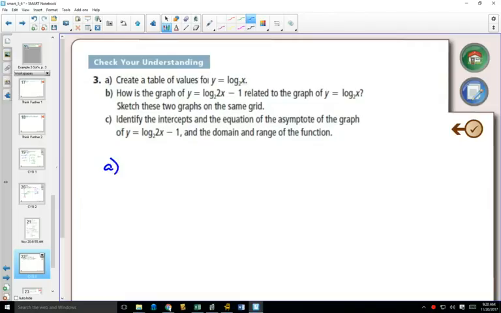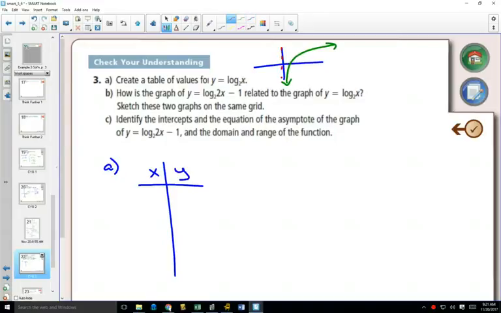Example 3 says create a table of values for y equals log 2 of x. I'll give you questions for homework for both questions 2 and 3 at the same time. Create a table of values for log 2 of x. Well, when you see log 2 of x, that's a basic log graph. Immediately you should think of this shape with this asymptote.